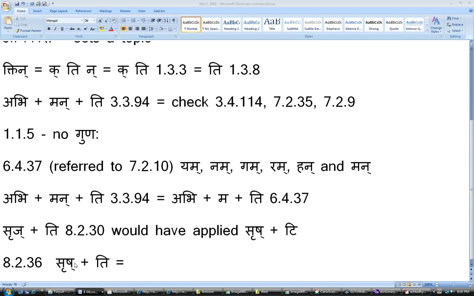We have this cerebral, the Murdhanya Shakara. This Takara is dental, and therefore we're going to get the Takara Adesha in place of Takara. We're going to get the form Srishti. So Srishti. I'm sorry. So good. So that's how we got this form Srishti. Thank you, Karthik. So good. So that's finished. That form Srishti means creation. It's used to create, also means to release. So Srishti is creation.